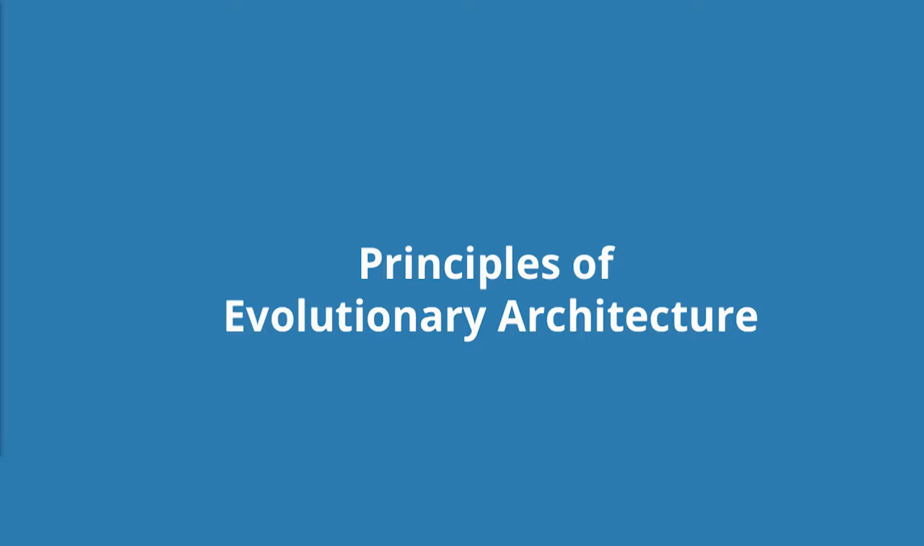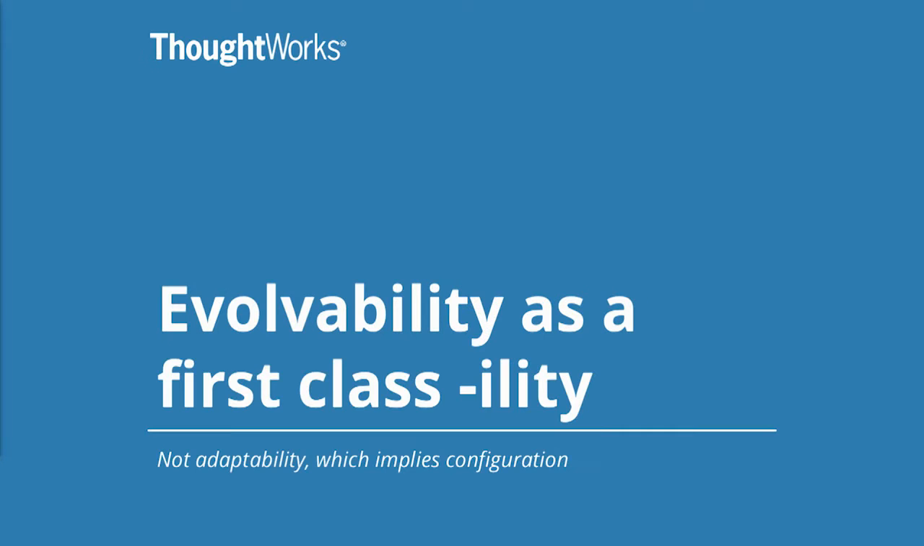So, I want to talk about some principles of evolutionary architecture. What are some of the things that make an architecture evolvable? And the most important thing to start with is we need to care about evolvability. And I'm not talking adaptability.